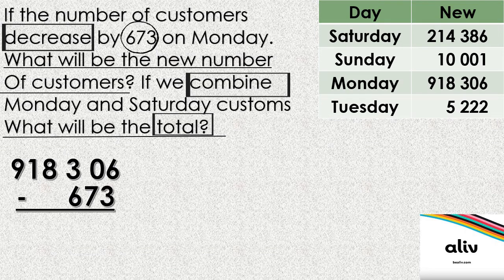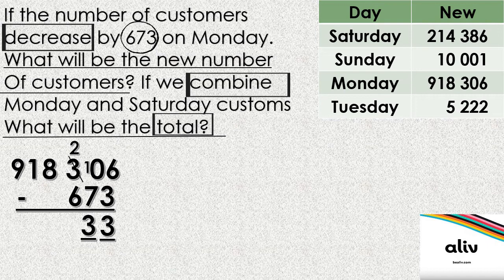918,306 take away 673. 3 ones from 6 ones leaves 3 ones. 7 tens from 0 tens cannot work, so we go to our hundreds column. We rename our 300s as 200s. Go back to your tens place. Now you have 10 tens. 7 tens from 10 tens leaves 3 tens.